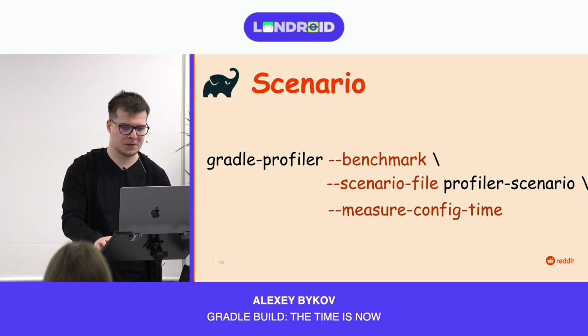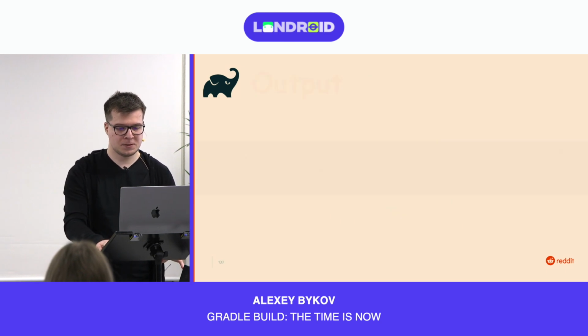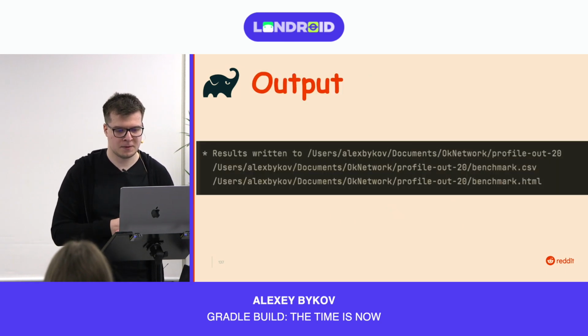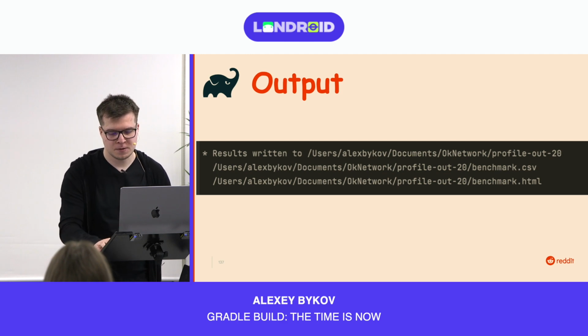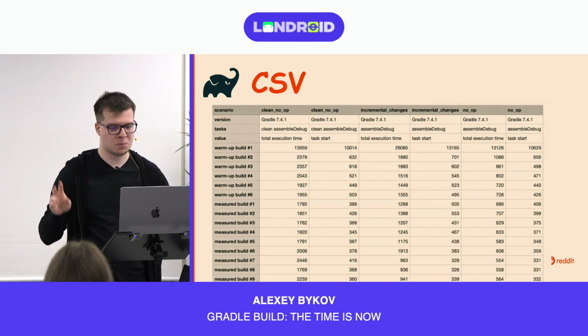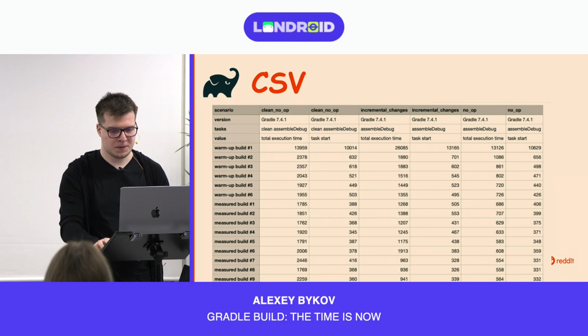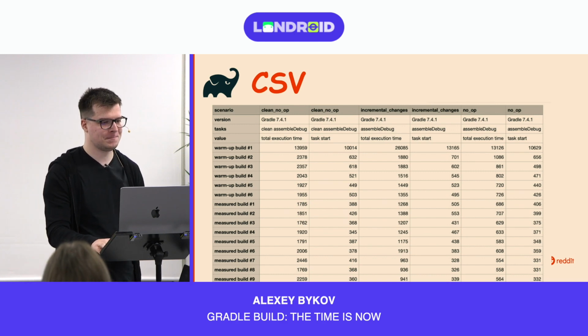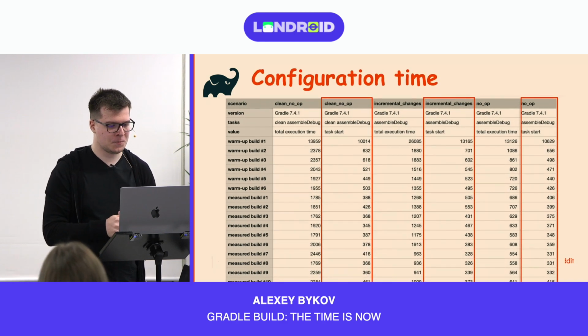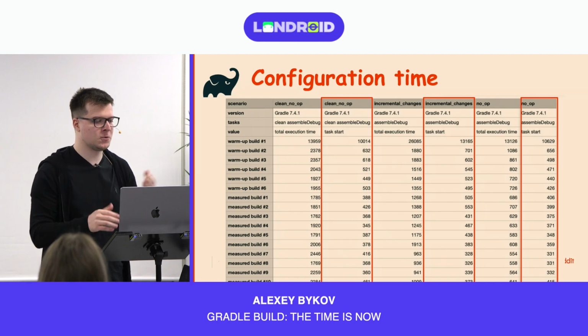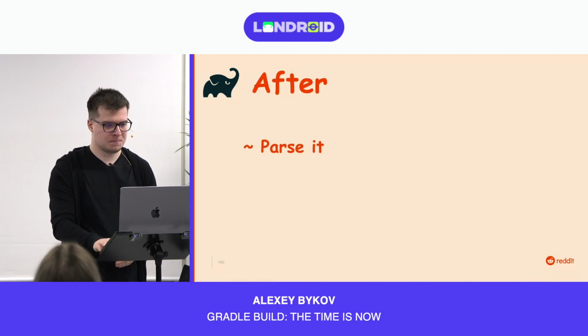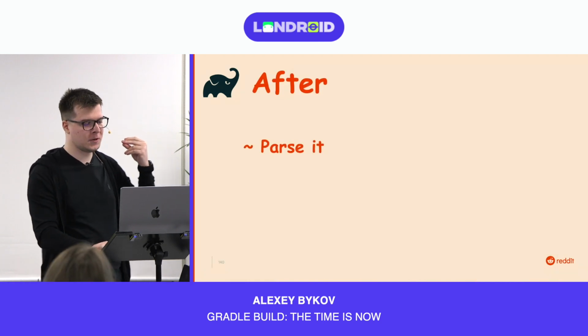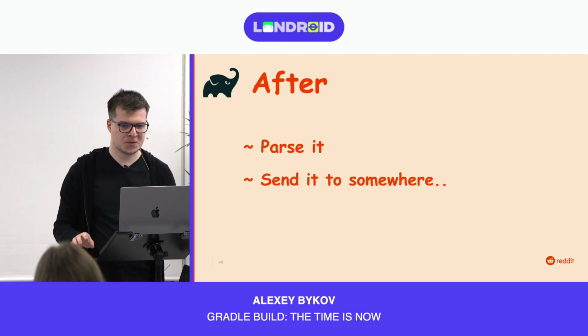As an output, you would see that you have an HTML and CSV. So all you need to do is just parse such CSV. The task stats in that sheet can be really confusing. So it's actually configuration time. Okay, it looks clear. Just parse it, send it somewhere.